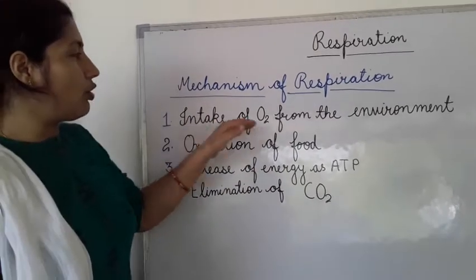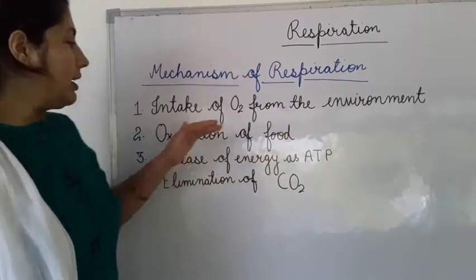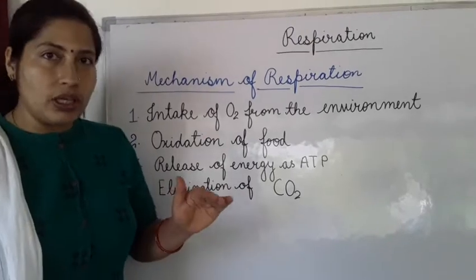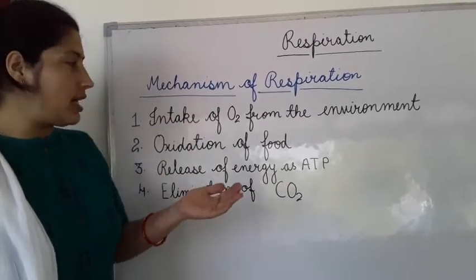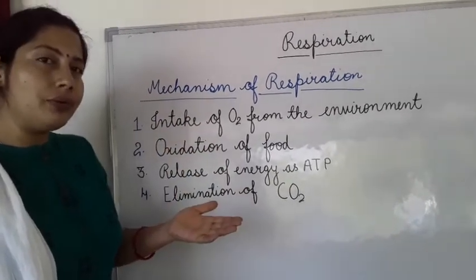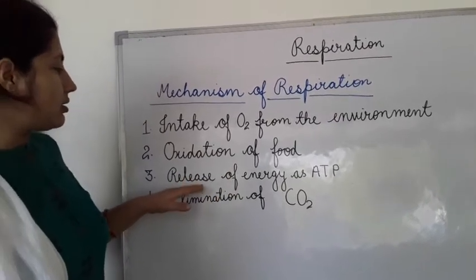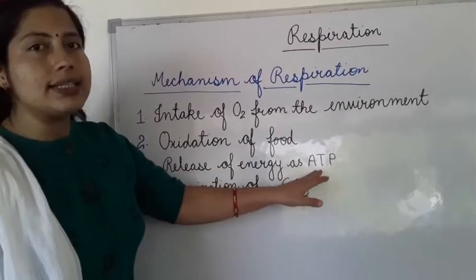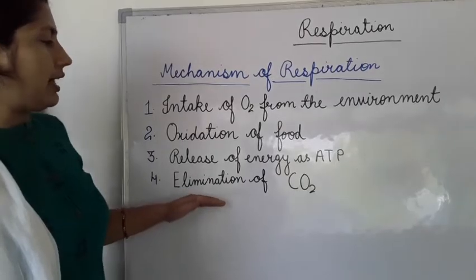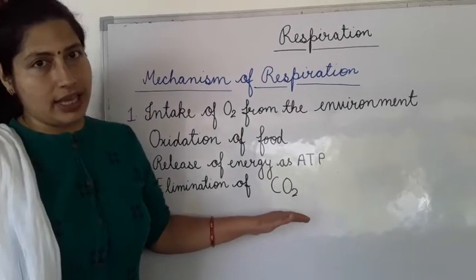And what are these? Intake of oxygen from the environment. And second step, oxidation of food, means glucose which is oxidized, which is broken down to give energy. And third step, release of energy as ATP. And fourth, elimination of carbon dioxide.